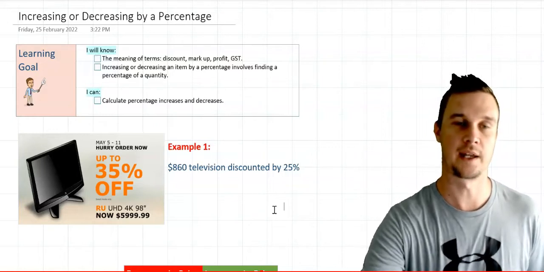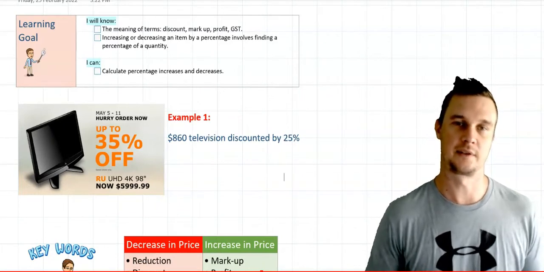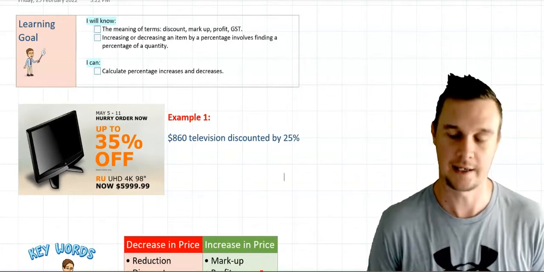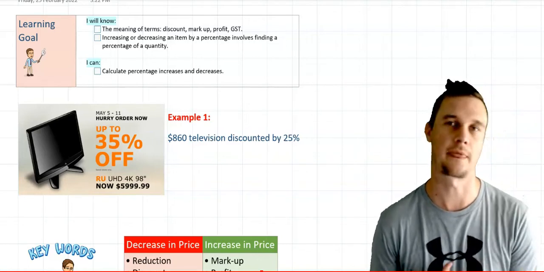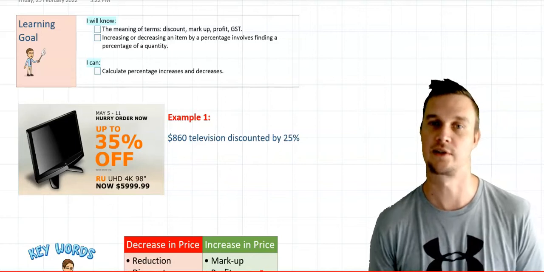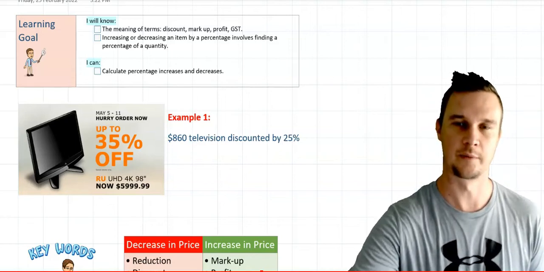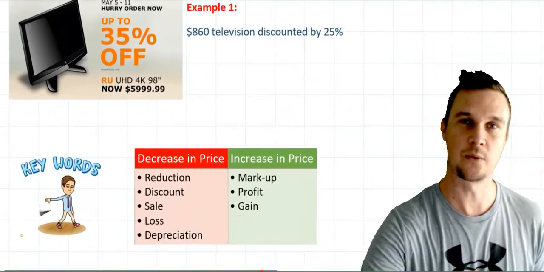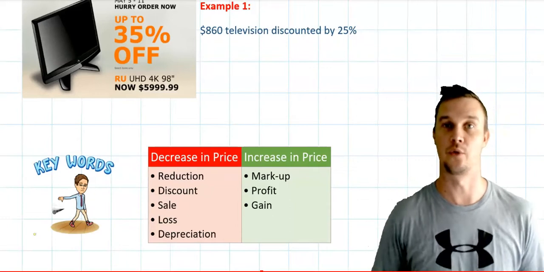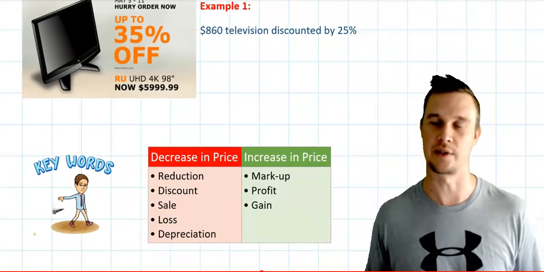So I've got an example that I received the other day, and it was an example of an $860 television, and it was discounted by 25%. And I had to work out that new cost myself, and I had to have a good understanding of percentage increase and decrease. So before we get into an actual example, there are 3 keywords that I'd love for you to understand before we move on, because these are always related to either increasing or decreasing a percentage.